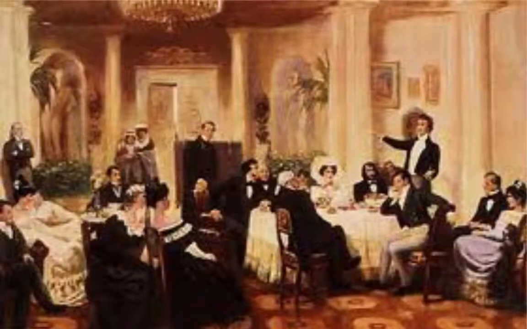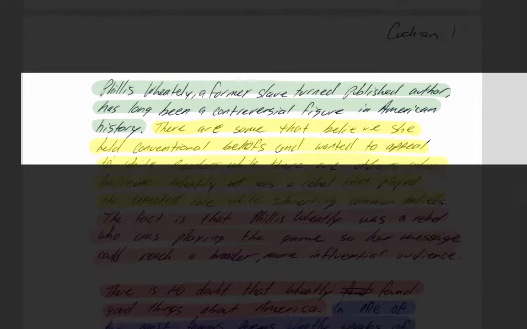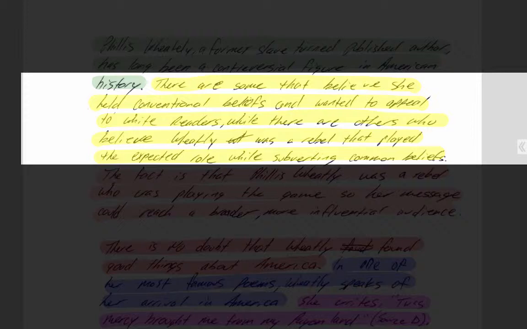Going back to that analogy we've been talking about all semester, that dinner party: you're walking in, a conversation's taking place, and you're adding to it. The conversation here: Phillis Wheatley, controversial figure. Then I do that "they say" move. Some people believe she held conventional beliefs. Others believe she was a rebel. That's the "they say." That's my yellow there.